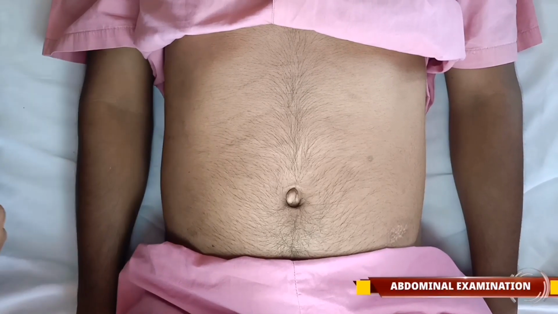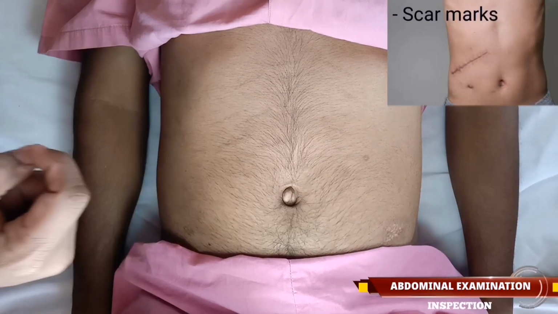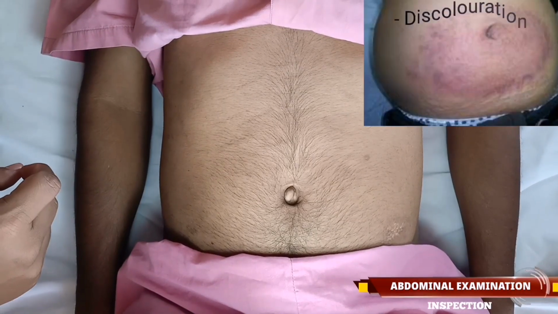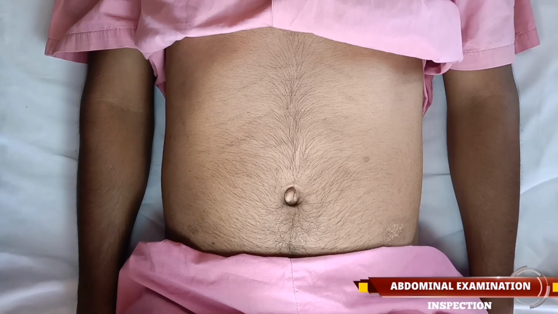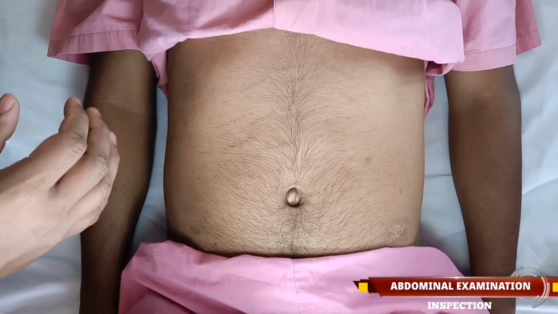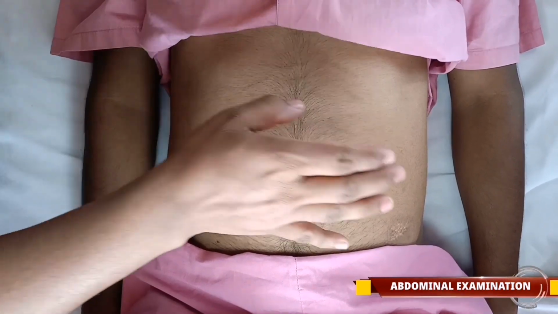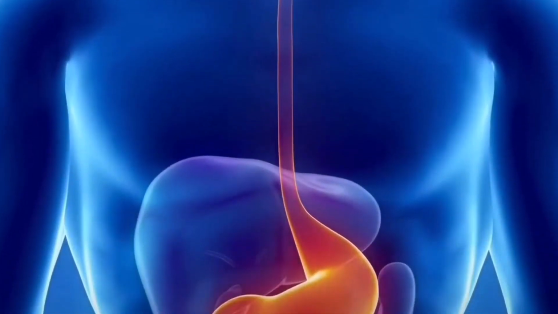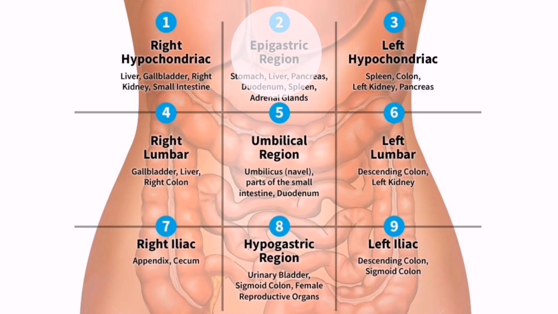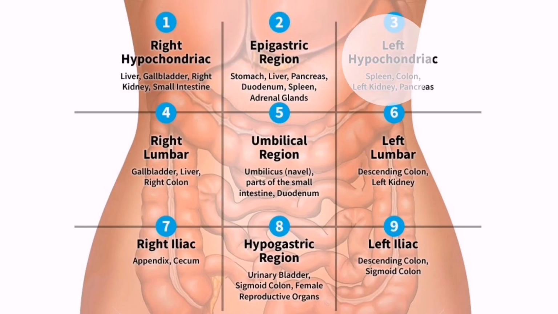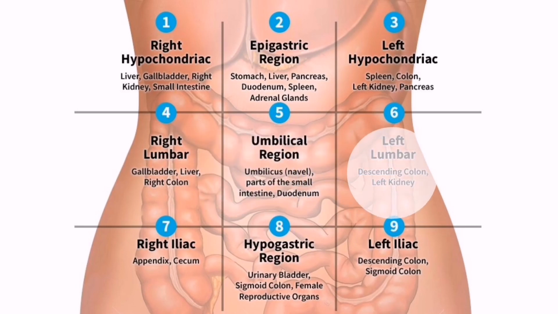Sure. Initially, inspect the abdomen for any scar marks, mass, discoloration or any stoma. To examine the abdomen closely, provide a supine position to the patient with the hands lying at the side. Assess different areas of the abdomen. They are right hypochondriac, epigastric region, left hypochondriac, right lumbar, umbilical region, left lumbar, right iliac, hypogastric region, left iliac region.